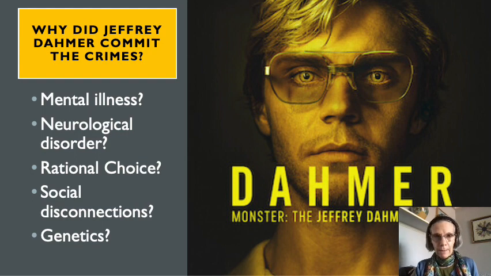After Jeffrey Dahmer was convicted and sentenced to 16 life terms of imprisonment, his father, Lionel Dahmer, wrote a book. And in the book, he confessed to having similar sorts of desires that his son had, even though he never acted upon them. So, how do we explain criminal behavior like Jeffrey Dahmer's, or really any other person who engages in crime?